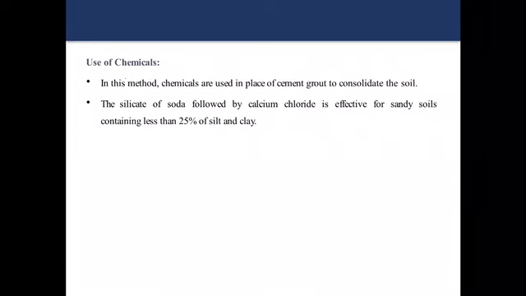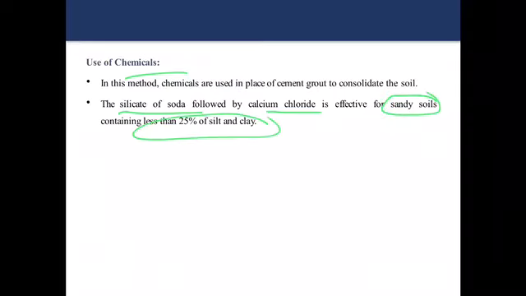And the last method is the use of chemicals. Sometimes we can mix some chemicals with the soils to improve the stability of the soil, instead of using cement grout to consolidate the soil. Most popularly, sodium silicate followed by calcium chloride acts as an effective admixture in stabilizing the soil. That will be particularly used in sandy soil containing less than 25% silts and clay. So with these methods we can improve the strength and stability of the locally available soil, and you can reduce the cost of earthwork.